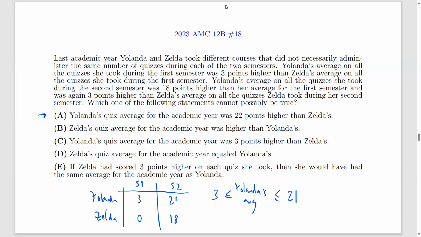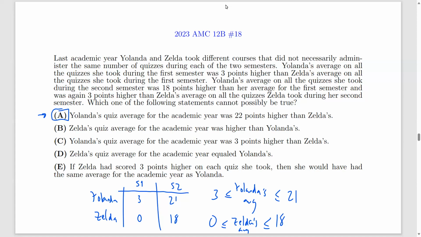Right? There's no way that you can have an average of 3 in semester 1 and an average of 21 in semester 2 and come out with an average that's outside this interval. Similarly, Zelda's average must have been between 0 and 18. Now, Yolanda's average cannot have been more than 21 points higher than Zelda's average, by looking at the highest average Yolanda could have had. Therefore, this immediately makes statement A impossible. Therefore, A is the answer.